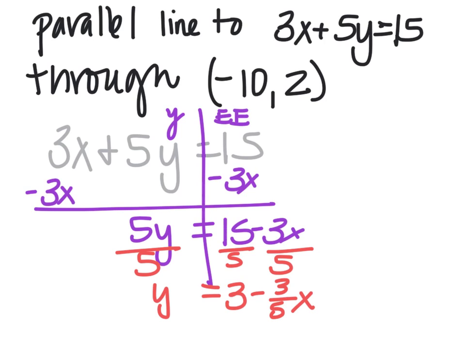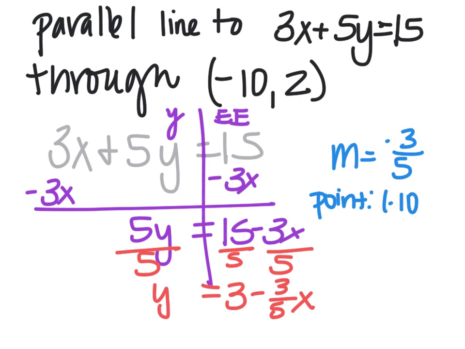The reason we had to solve this first is because in order to figure out this new equation, we know that the new line had to be parallel to this line. But we had to find the slope of this line first. So the slope of this line is going to be negative 3/5, which means that the slope of our new line is also negative 3/5. And we know that this goes through the point negative 10, 2.